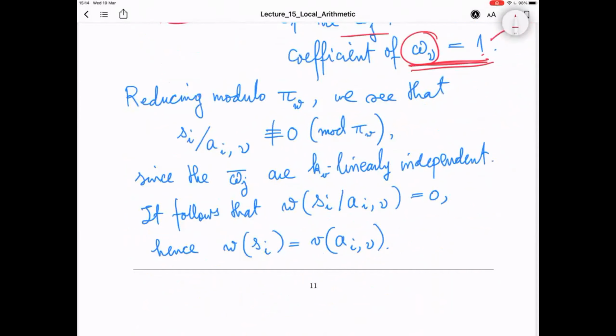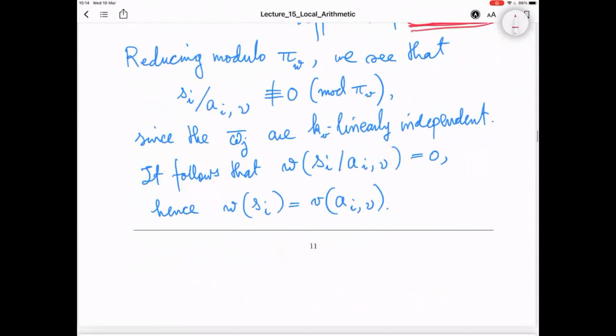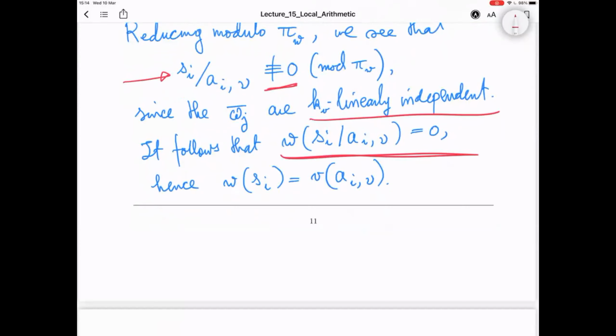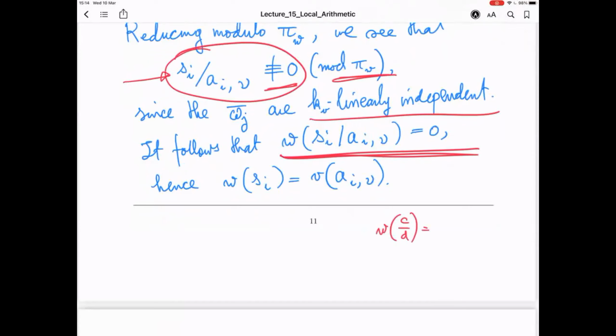So now let's reduce modulo the uniformizer pi W, and what do we see? We see that Si divided by Ai nu is not congruent to zero modulo pi W, since they are KV linearly independent. And therefore, W of this thing has to be zero. Something non-zero modulo the uniformizer means its valuation has to be zero. And the valuation of C by D is of course W of C minus W of D. So in this case, this is W of Si minus W of Ai nu, and that's equal to zero.